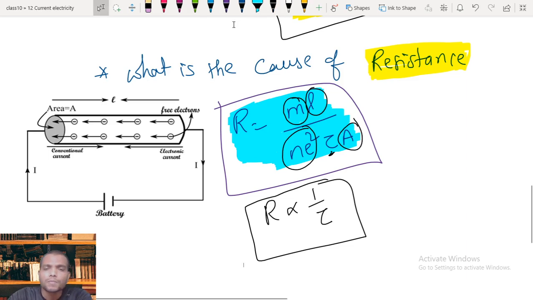So resistance is a property of a conductor by virtue of which it opposes the flow of current through it. Resistance opposes the flow of current. It comes due to collisions. So collisions are the basic cause of resistance.